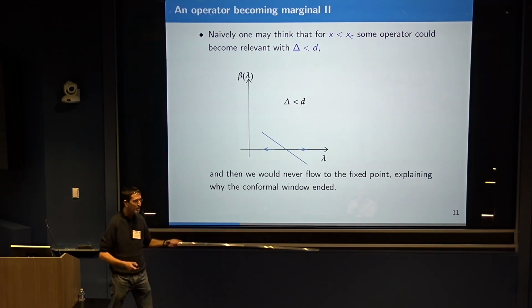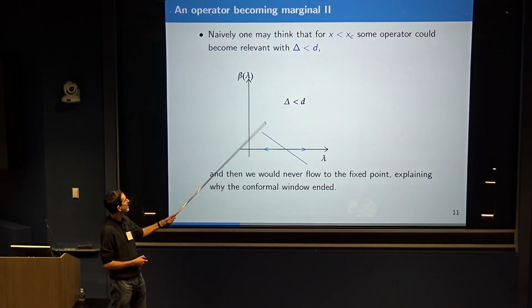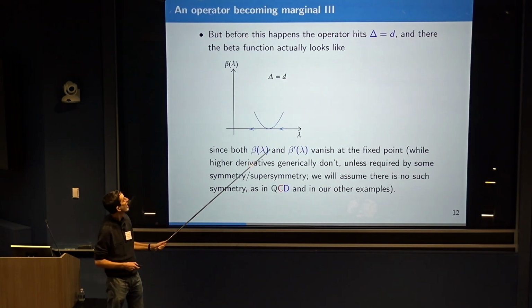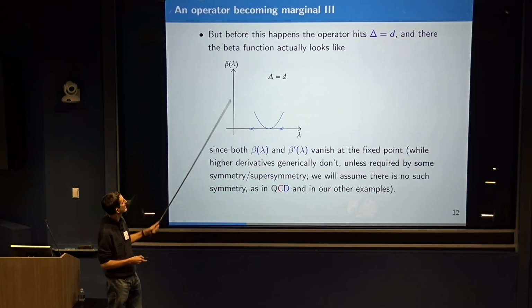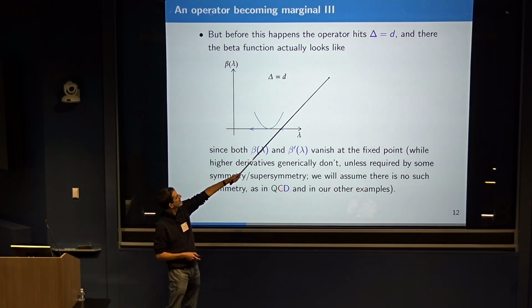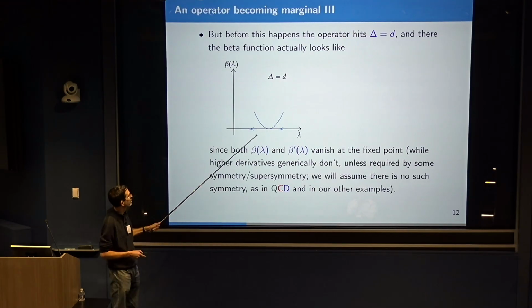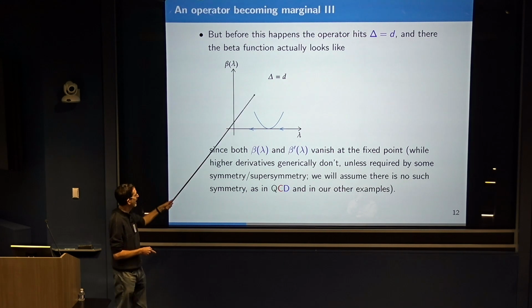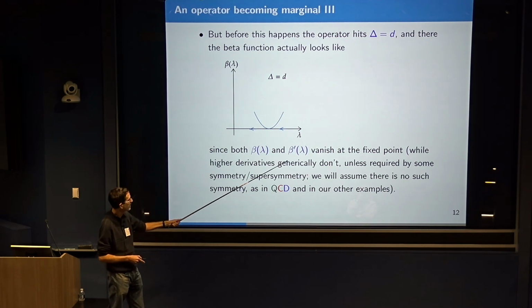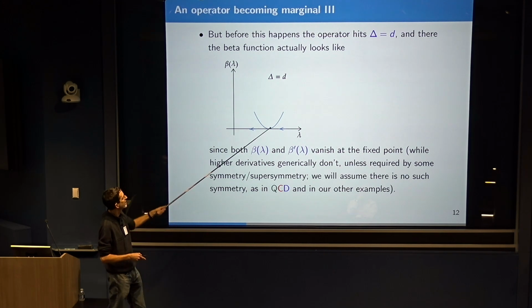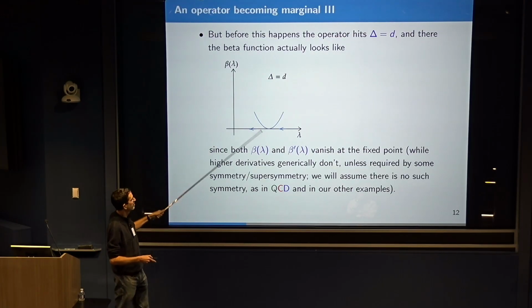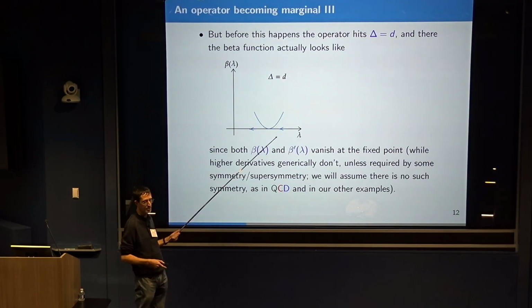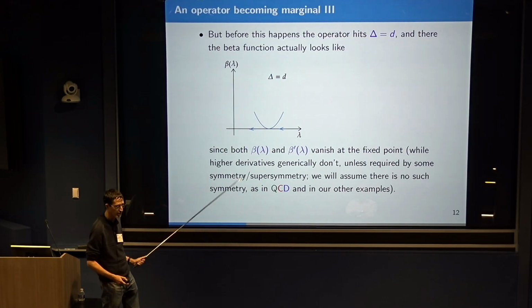So that's a priori one possible scenario, but in fact, this scenario is not what generically happens when an operator becomes marginal. And the reason for that is that before the dimension of the operator goes down below d, it hits the marginal value, delta equals d. And what the beta function actually looks like there generically is of this form, because we know that at that point, the beta function vanishes because we have a fixed point, and its derivative also vanishes because delta is equal to d. But generically, the second derivative of the beta function will not vanish at that point unless there are some extra symmetries that ensure that. But in QCD and in the other examples I'll describe, there are no such extra symmetries.